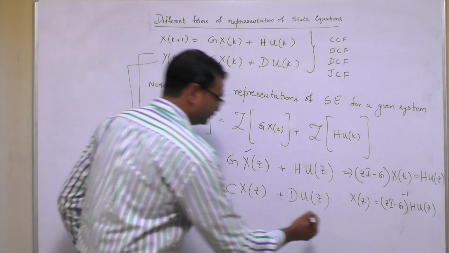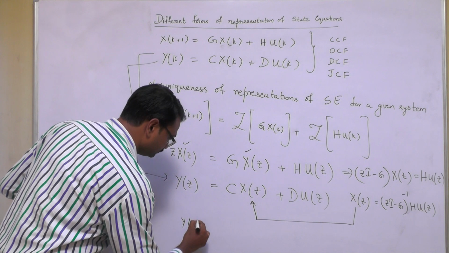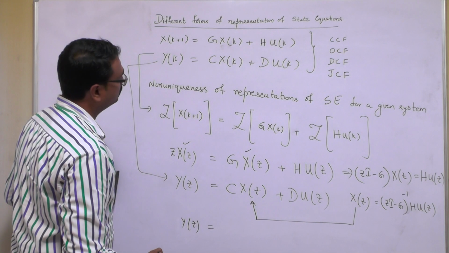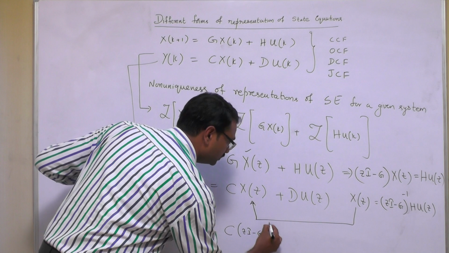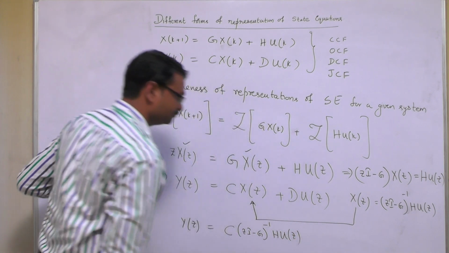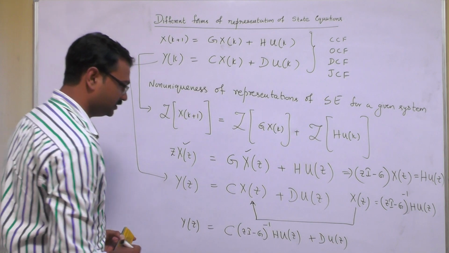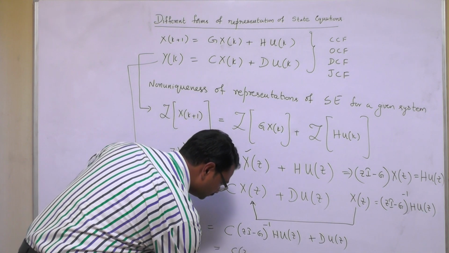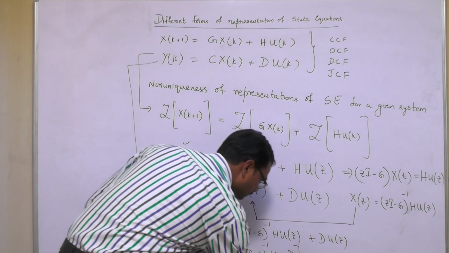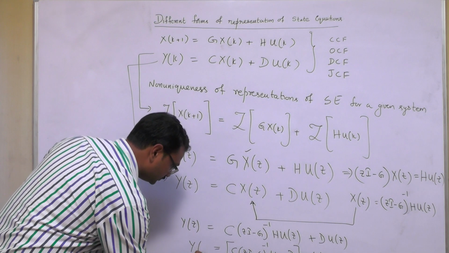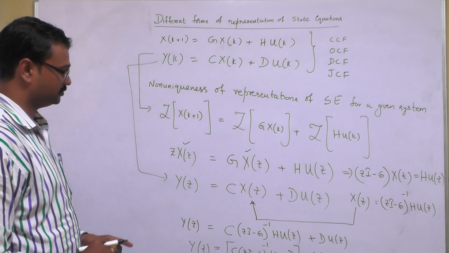So if I replace this equation here in the output equation, you will be getting y of z is equal to C into Zi minus G whole inverse H into U of z plus D into U of z. So when you take U of z common, C into Zi minus G whole inverse H plus D into U of z. So this is your y of z, and you can get the pulse transfer function from this. Y of z by U of z is C into Zi minus G whole inverse H plus D.